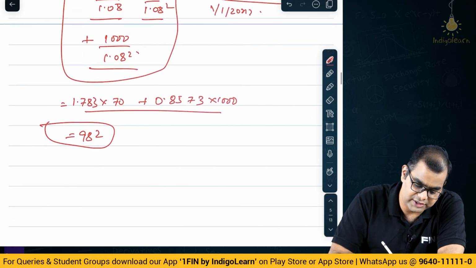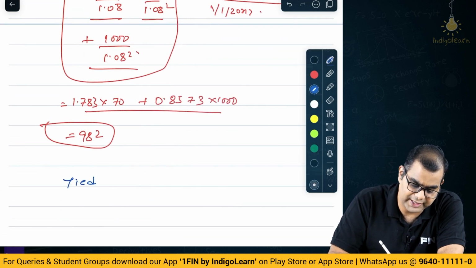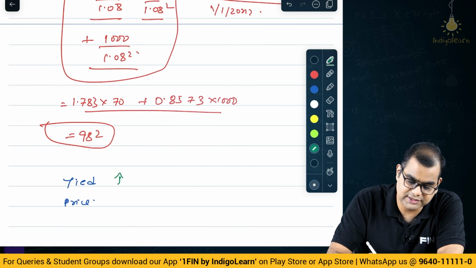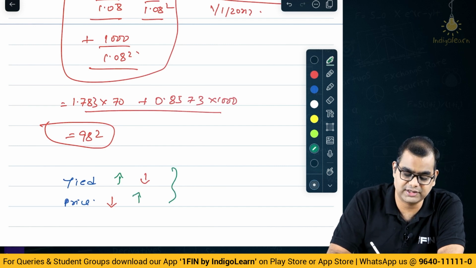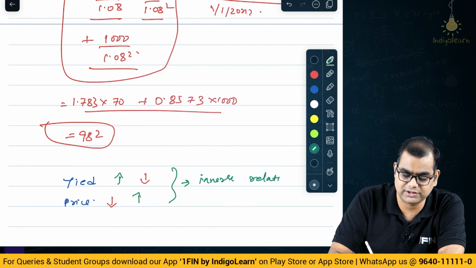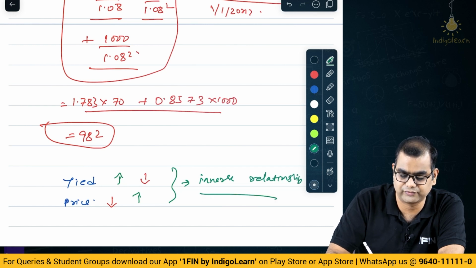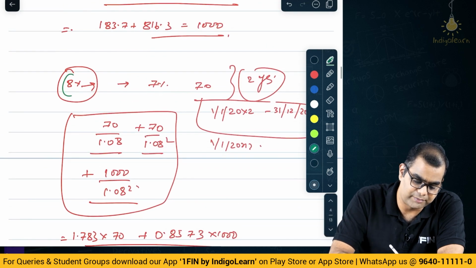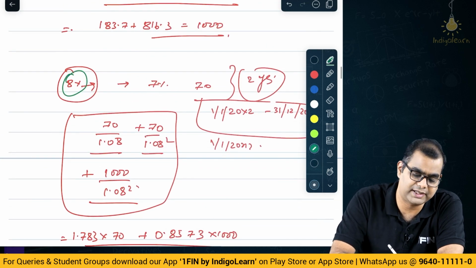When they are discounted at a higher rate, the present value falls. So, when yield increases, price decreases; yield decreases, price increases. So, this is an inverse relationship. Inverse relationship.